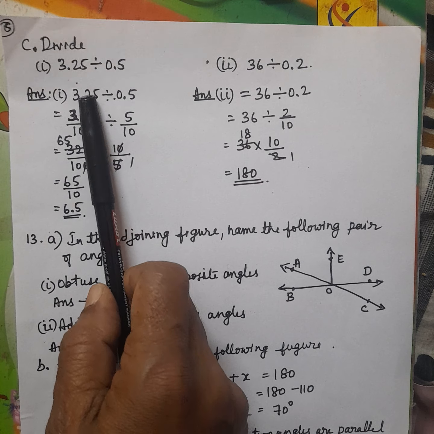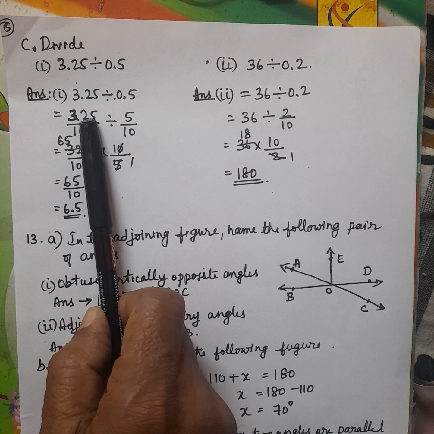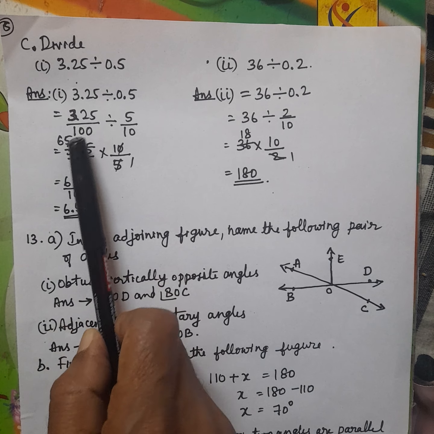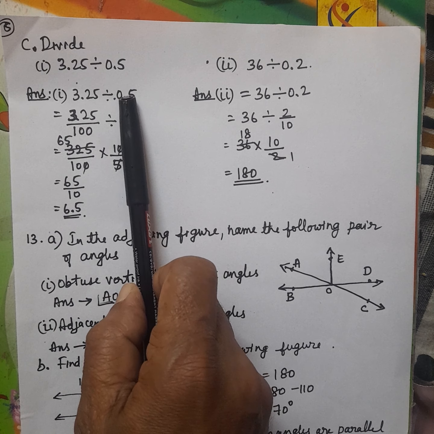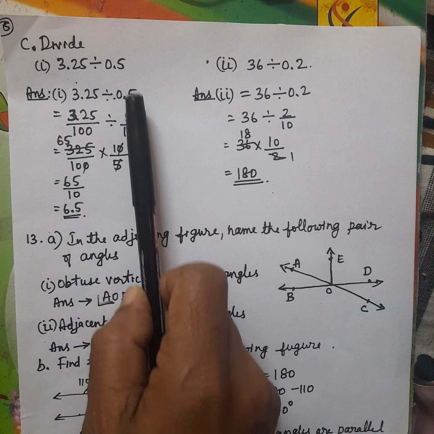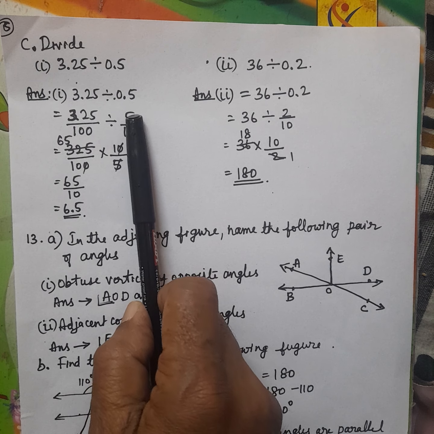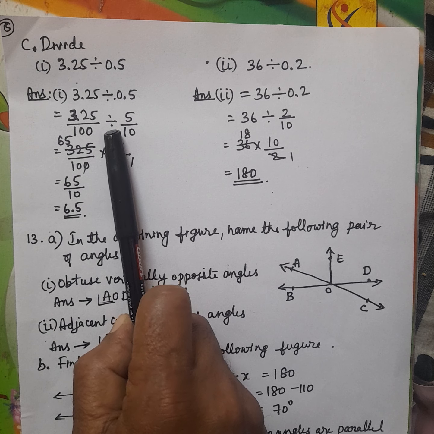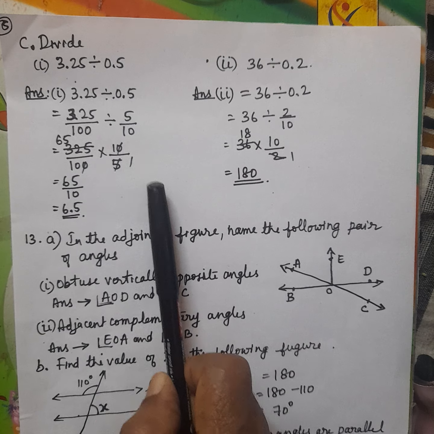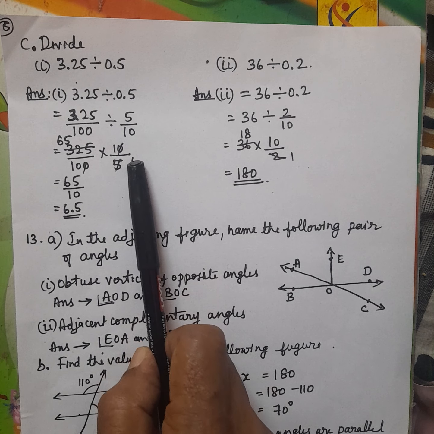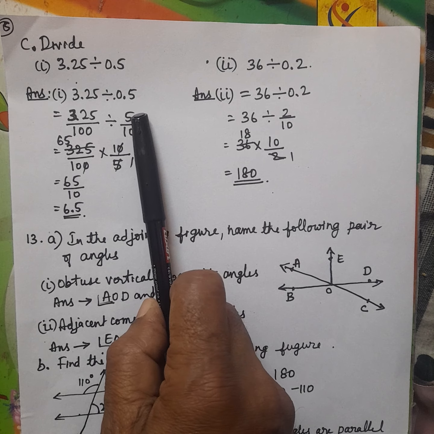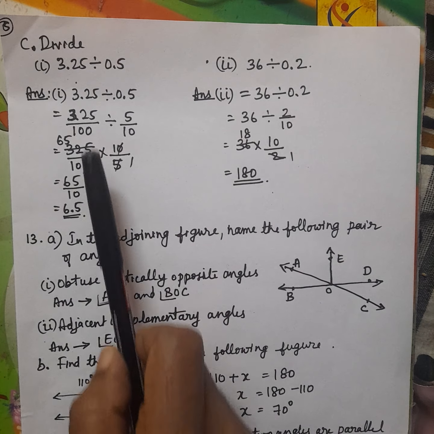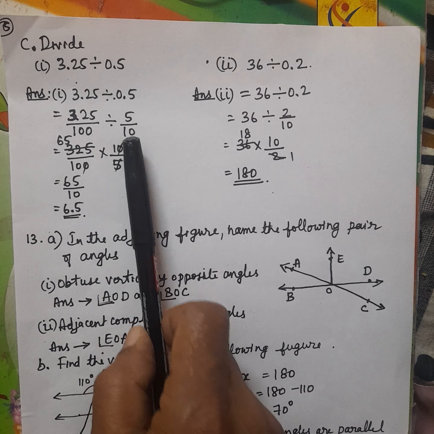Now you convert this into a fraction. Now 325 divided by 100, because there are two digits after the decimal point. 5 divided by 10, because there is one digit after the decimal point. Now when you convert this division into multiplication, the fraction will become reciprocal. That is, when there is 5 by 10, it will become 10 by 5. That is 325 divided by 100 into 10 by 5.